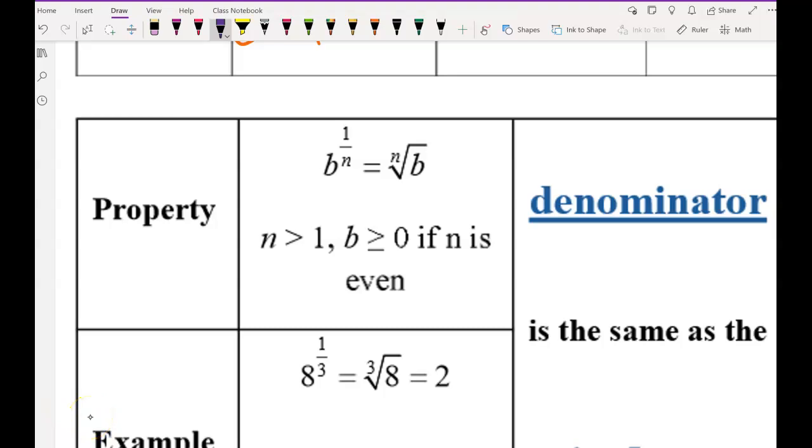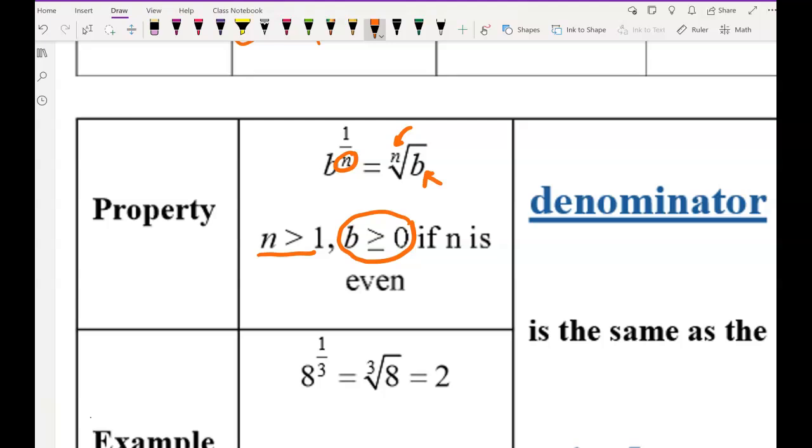b to the power of 1 over n is the same thing, guys, as writing the nth root of b. So if this is your denominator, it becomes the index. And your index has to be bigger than 1. In your base, it appears here that it has to be a positive number, equal to 0 or bigger than 0.